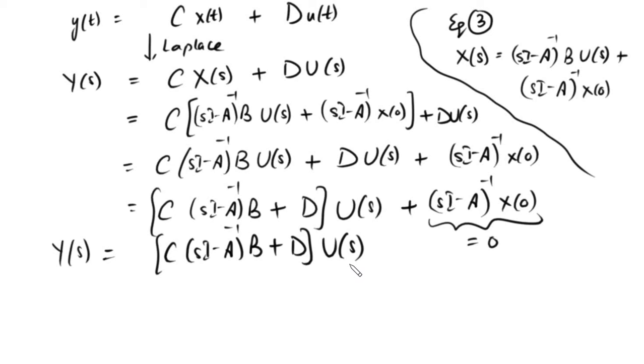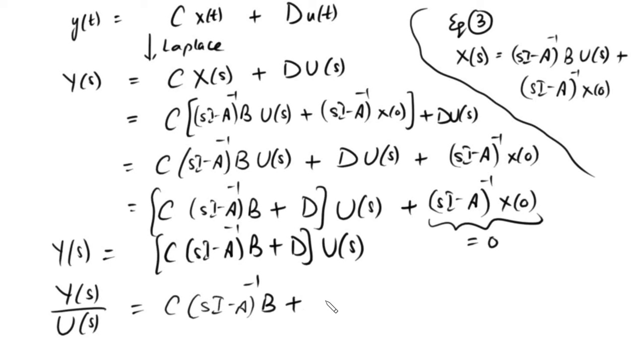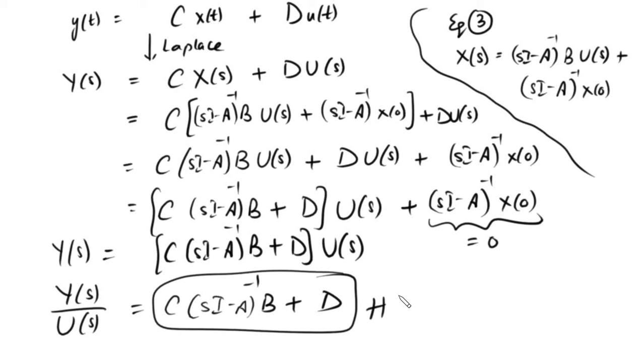Now remember, the transfer function was basically the ratio of output to input. So that gives us Y of s divided by U of s is equal to C (sI minus A) inverse B plus D. And this is your transfer function, which we called H of s. So the key is, anytime you're given a set of state space equations, we know the matrices A, B, C, and D. We can easily find the transfer function of a system from those equations.